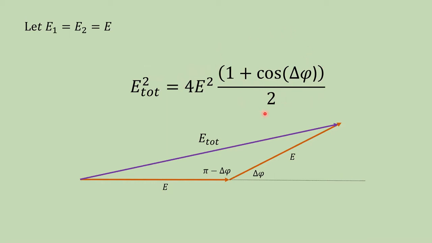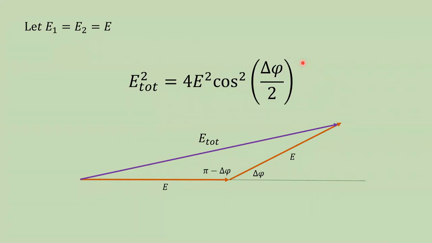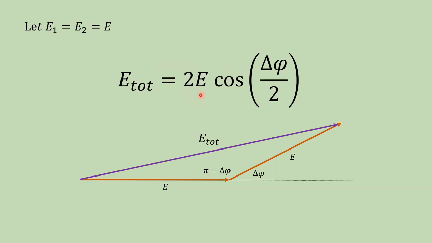I'm going to turn this into cosine squared, but the argument of cosine squared needs to be 1/2 of this argument. So delta phi over 2. Yeah, now this is starting to look familiar, isn't it? We're interested, well, I guess I'm going in circles here. First, let's find the total electric field. So take the square root of both sides. The 4 turns into a 2, E squared turns into E, etc.